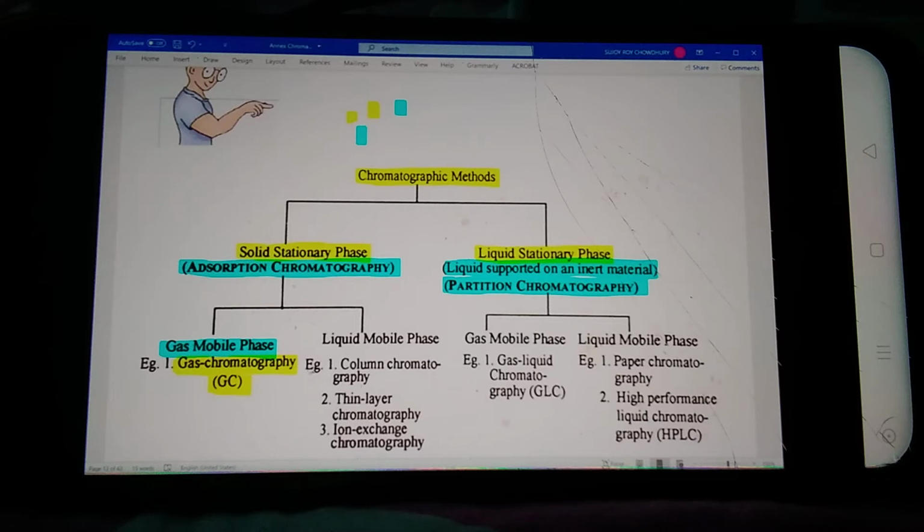Very, very important with respect to chemistry, with respect to quantitative separation, because nowadays different industries and research use gas chromatography. It is a kind of instrumental chromatography, the efficiency is very high, the time taken is very less, and so on.